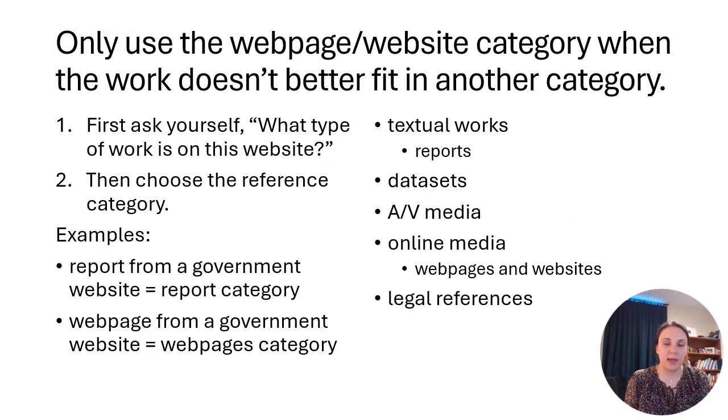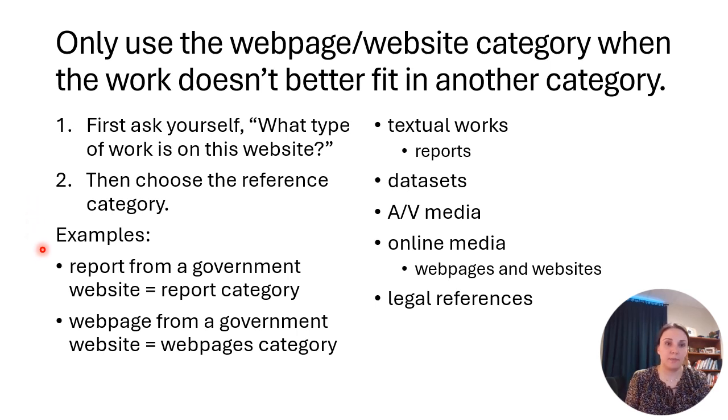All right, speaking of web pages and websites, most of the stuff that we encounter is online. And so a lot of people want to just jump straight to the web page or website category, which is not true for APA. You only use your web page or website category when the work you're using doesn't fit better in another category. So first ask yourself, what type of work is on this website that I'm looking at? And then choose the reference category from there.